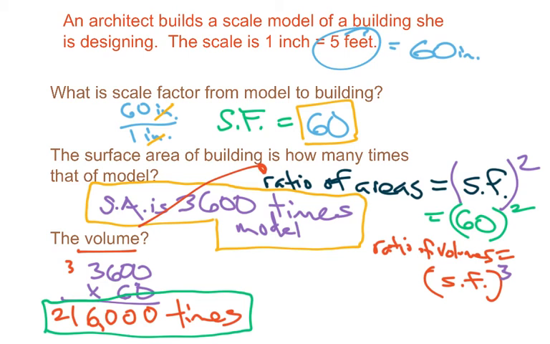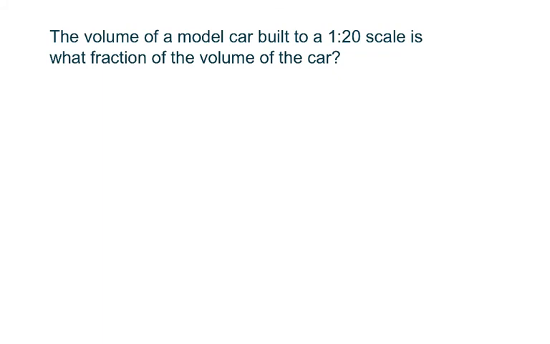So again, your book seems so concerned about you becoming very comfortable with these. We're going to do another problem, and then we're going to have a posting opportunity for you. Please write this down. It says the volume of a model car built to a 1 to 20 scale is what fraction of the volume of the car? So again, they're talking about volume, which we just dealt with, so that should be helpful. And we also have a scale here. So a 1 to 20 means that I have a scale factor of what?